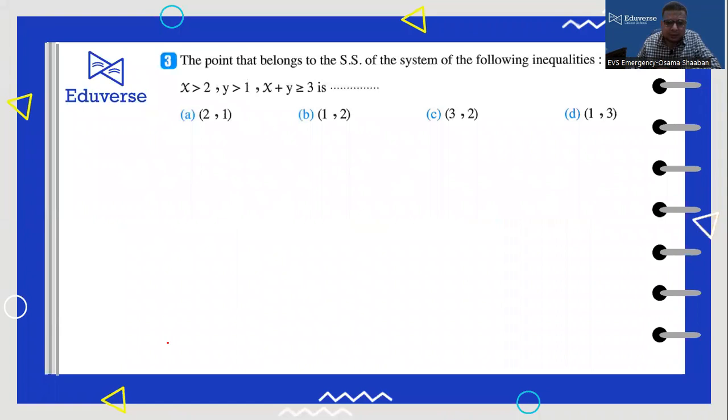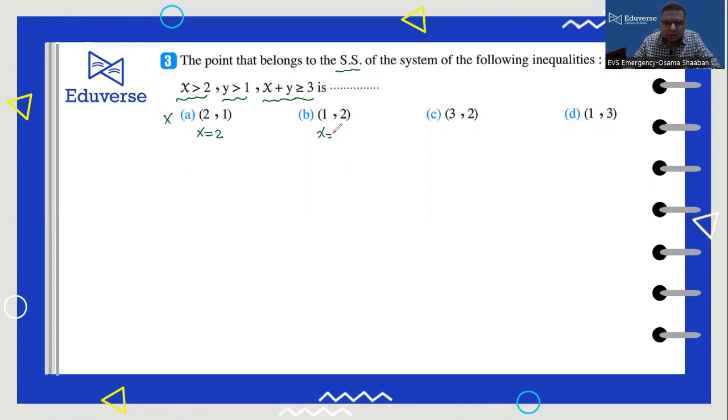Number three. The point that belongs to the solution set of the system of the following inequalities. You have here first inequality x bigger than 2, second inequality y bigger than 1, third inequality x plus y bigger than or equal to 3. Here in letter A, x equals 2, but not bigger than 2. I need x bigger than 2, not equal to. So I can't choose it.